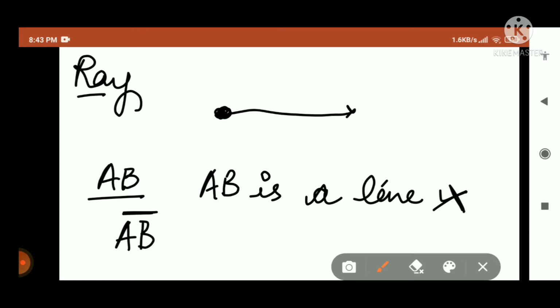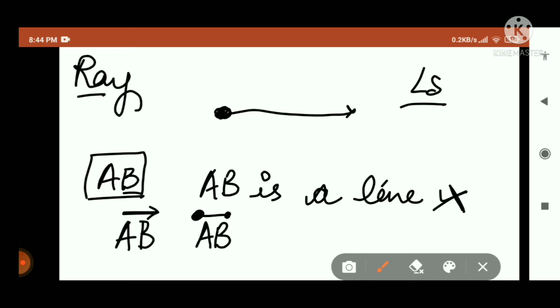Now if we say denote AB as a line segment, then A, B, then a line, and at the last point we will give an endpoint. So they will get the information that we are talking about a line segment. If you are drawing any line, then we must give an arrow at the end of the line, and if you are drawing a line segment, give an endpoint.